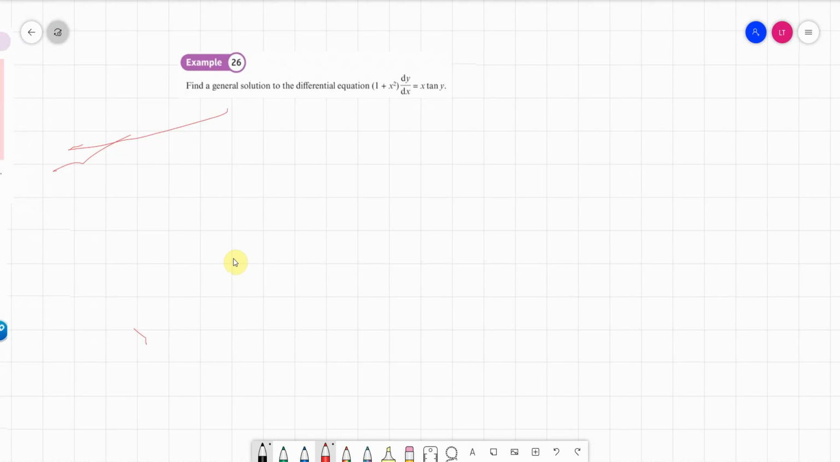We can see here that we've got dy by dx equals something with x, something with y. We want it to say something in terms of y, dy, equals something in terms of x, dx. So that's our first aim.